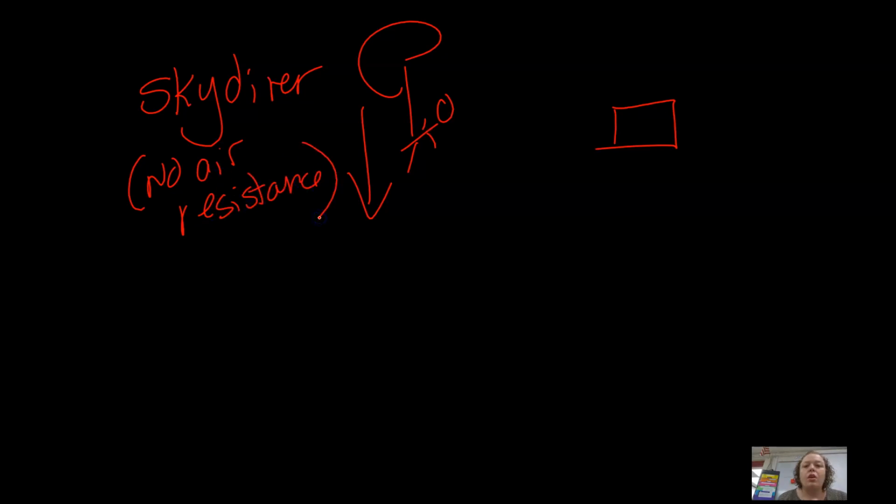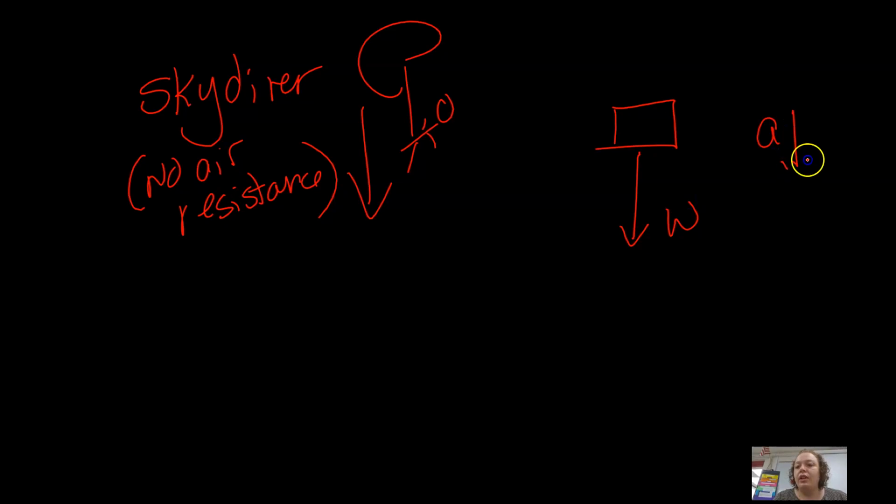Okay, let's do another one. Let's say a skydiver. Here's our skydiver, and he's going down. And, well, in an absence, a simple flight case, so no air resistance. So what's it going to look like? What is he doing?